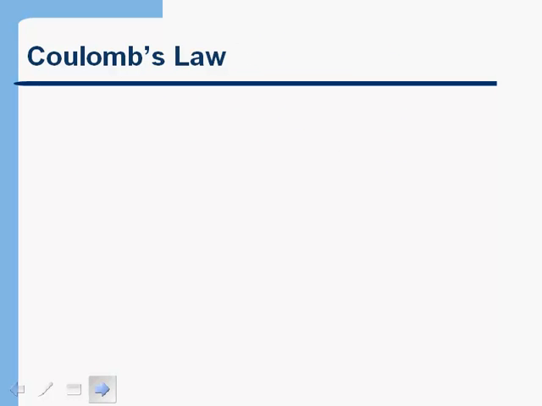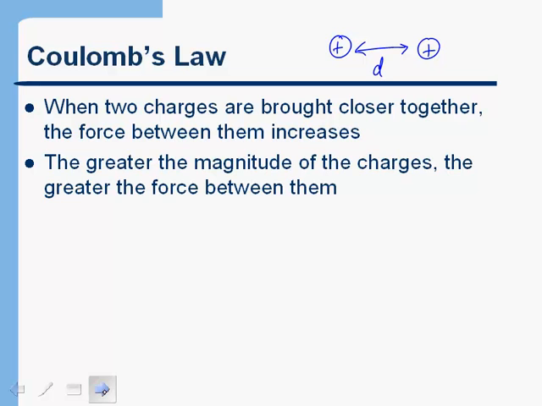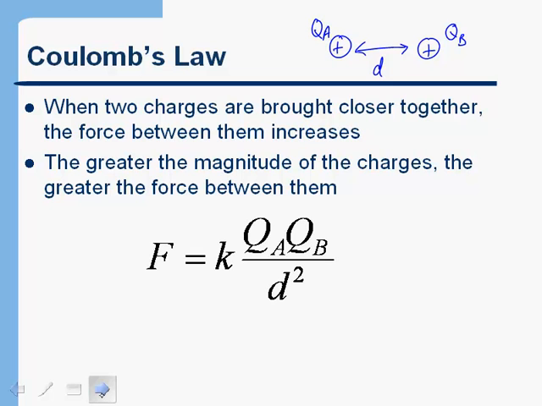Let's talk about Coulomb's law. Coulomb's law is the law that describes the force between two charges. If we take two charges, like a positive charge and another positive charge, or it could be a positive charge and a negative charge, the force between those charges increases as I decrease the distance. Also, the bigger the magnitude of each charge, so if I have charge A and charge B, the more charge there is on each one, the greater the force. Well, that's basically what Coulomb's law says.